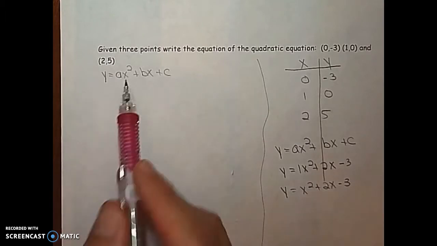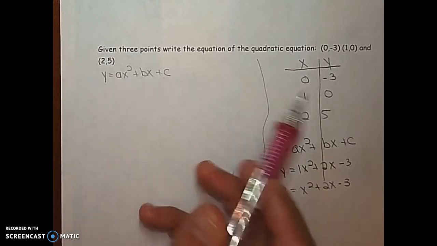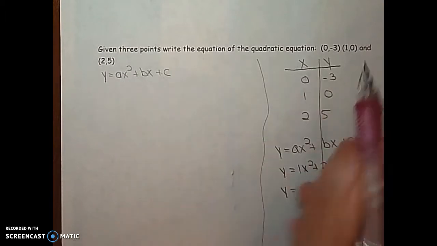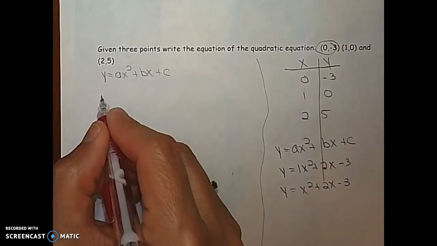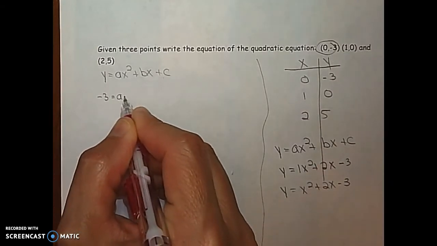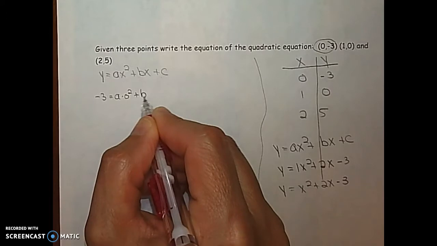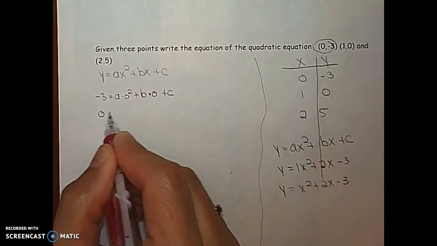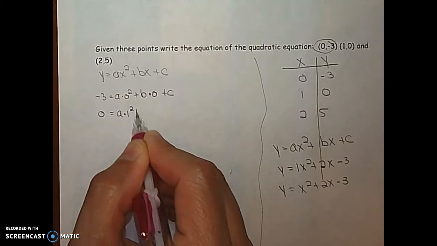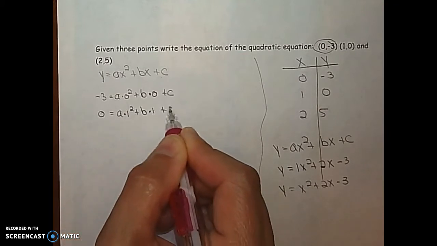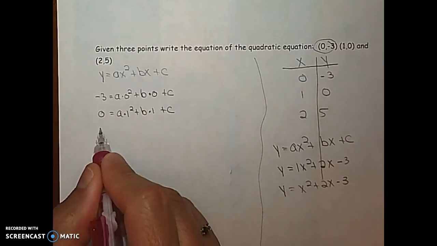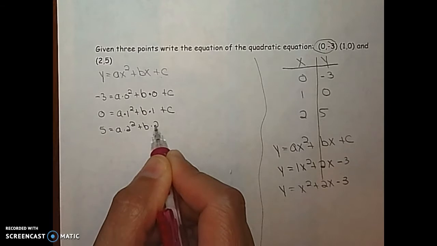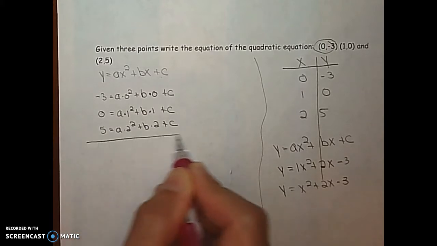So again, our general equation we're looking for is a, b, and c. I have 3 points, so I'm going to take those points and plug them in for x and y. I'm going to plug in this first ordered pair, so I have -3 equals a times 0 squared plus b times 0 plus c. I'm going to plug in the next ordered pair. My y value is 0, a times 1 squared, b times 1 plus c, and then I'm plugging in that last one. 5 equals a times 2 squared plus b times 2 plus c.